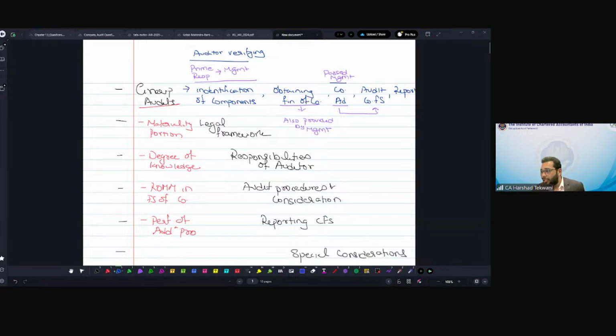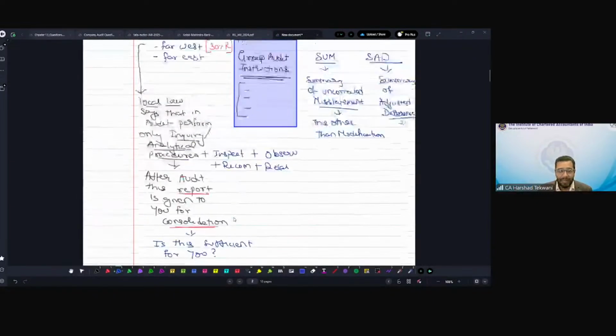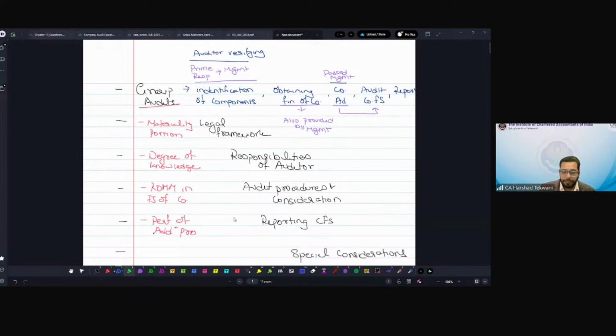Can anyone tell me the section under which a company is required to prepare consolidated financial statements? Anyone? How many of you have read the Companies Act? Okay, Manish, very good. Yes, Ginny, very good. If I ask you to be more specific about the legal framework, it is Section 129(3) and (4). These are two subsections which talk about the consolidated financial statement and its requirement.